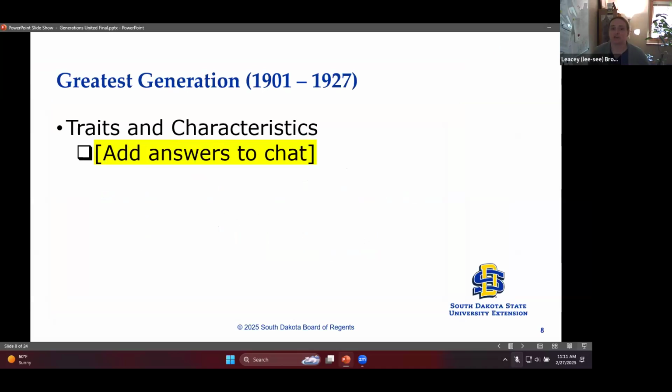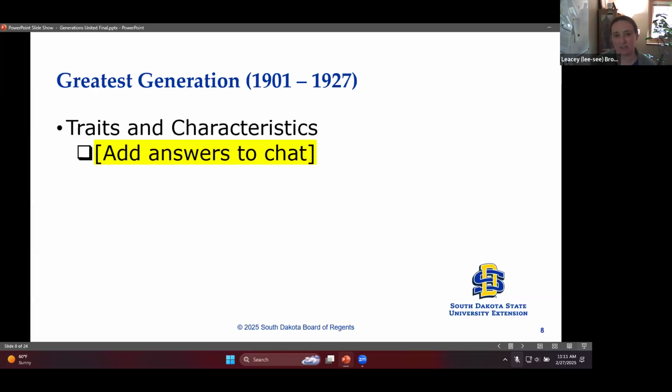So we're going to start with the greatest generation. Forgive me, 1901 to 1927 is the greatest generation. This generation is around 100 years old right now. You can write on your paper at first, but then transfer some of your answers to the chat box. What are traits and characteristics of the greatest generation, who were born between 1901 and 1927?